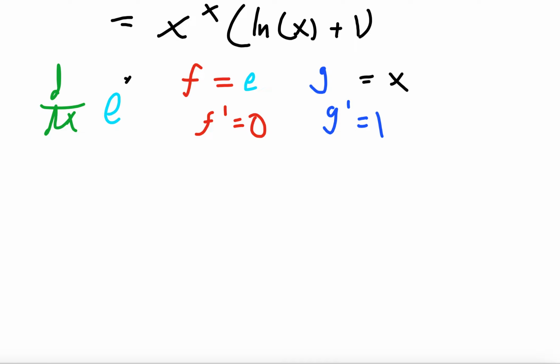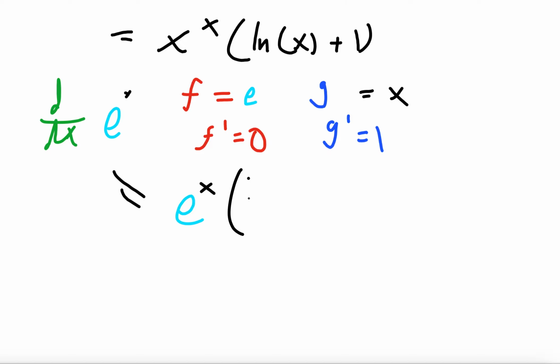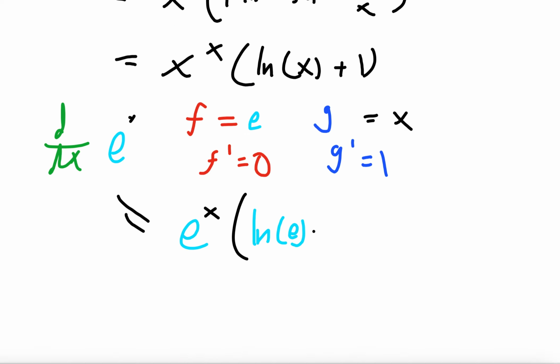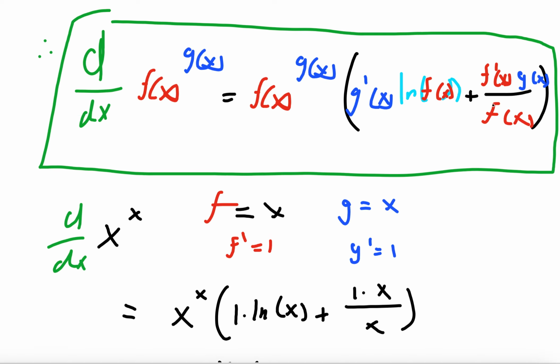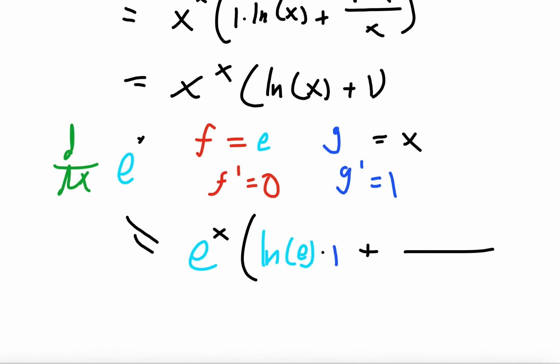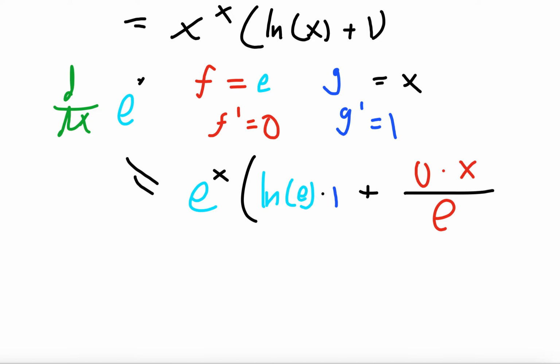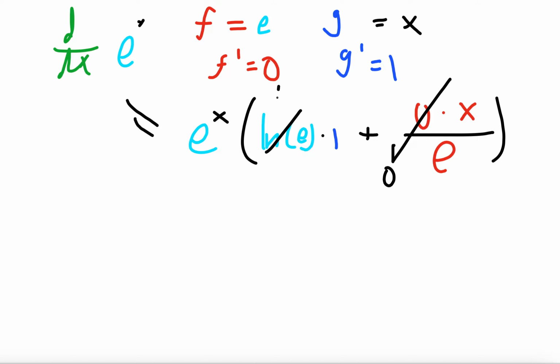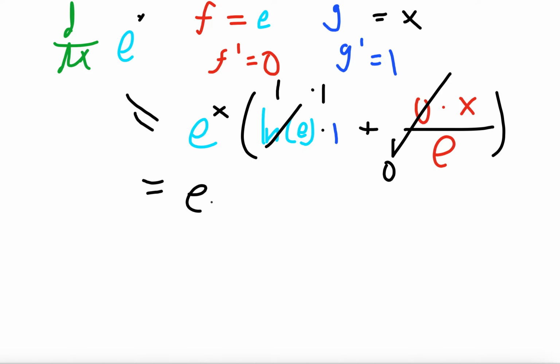So plugging it into our formula, we get that this is equal to e to the x, all right? And we multiply that by the log of f, so it's going to be ln of e. I'm going to put that in, ln of e. And you multiply that by the g prime, so we get 1. And we add that, folks, to that quotient here of f prime times g over f. So f prime is 0 times g is x over f is e. So of course you can see that this entire thing goes to 0, because that's 0 over here. Ln of e is 1, all right, multiplied by 1 is 1, and we get e to the x, all right?